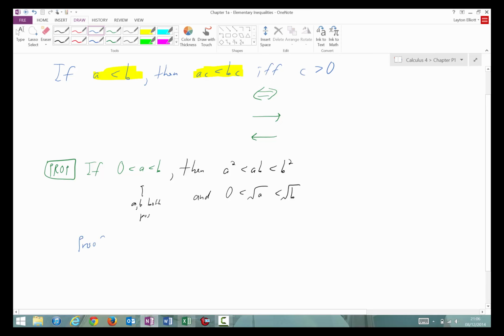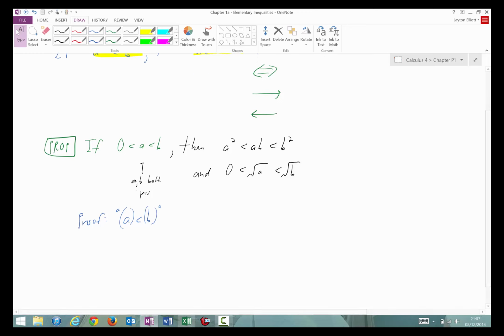Well, our proof uses the condition from way up here. Our proof is to take the initial A is less than B, and simply multiply the left side and the right side by A. I'm going to stick with a classic Algebra 1 style. Sorry, I'm teaching Algebra 1 right now, so I'm going to do this a lot. And I get A squared is less than AB.